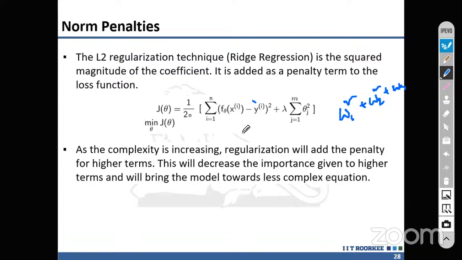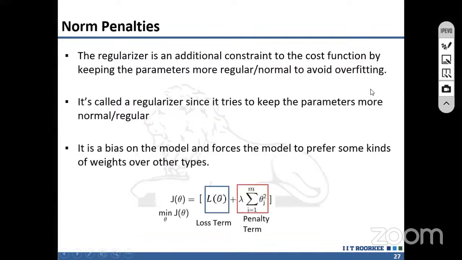If some of these weights are very much dependent on some features, they will not fluctuate much. As the complexity is increasing, regularization will add a penalty for higher terms. This will decrease the importance given to higher terms and will bring the model towards less complex equations. So these are the two penalties which help with regularization.